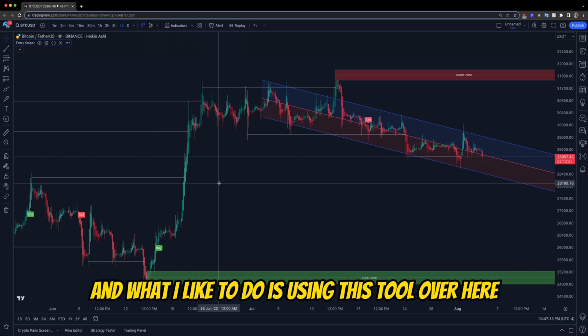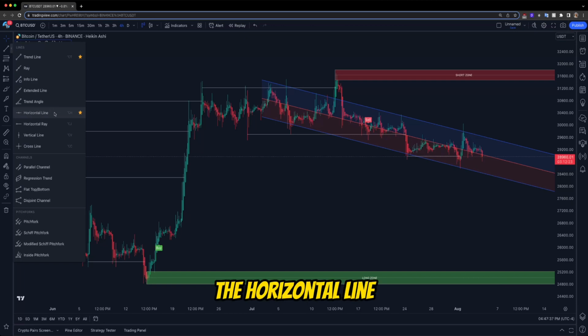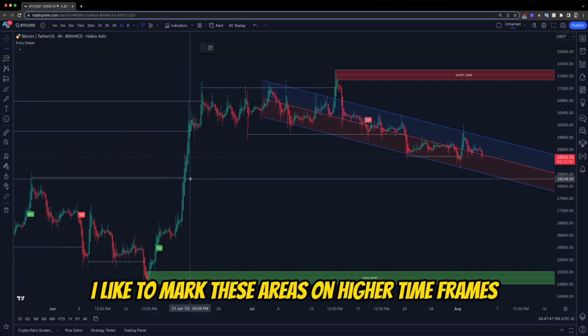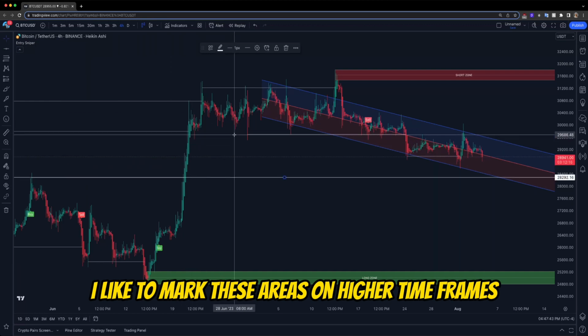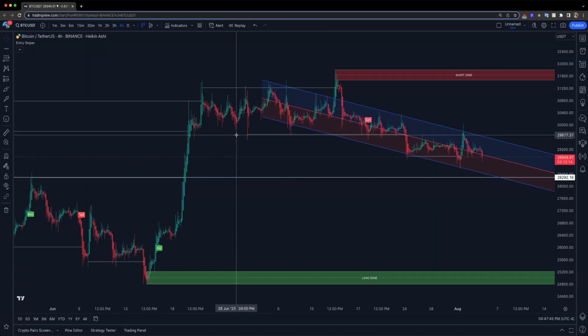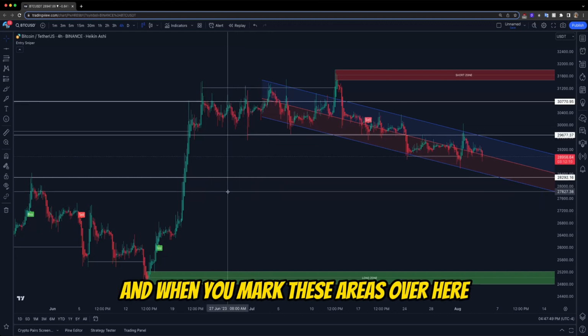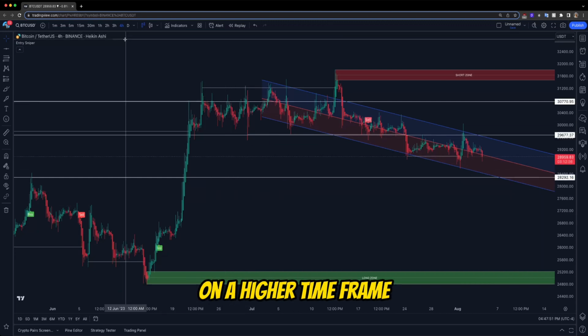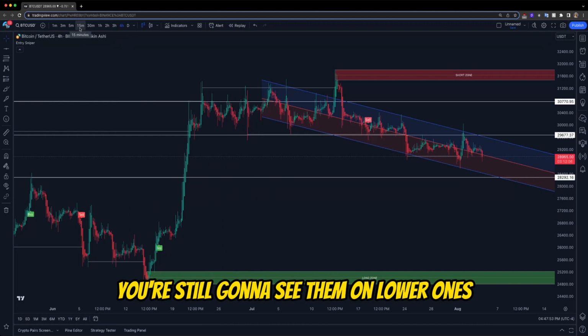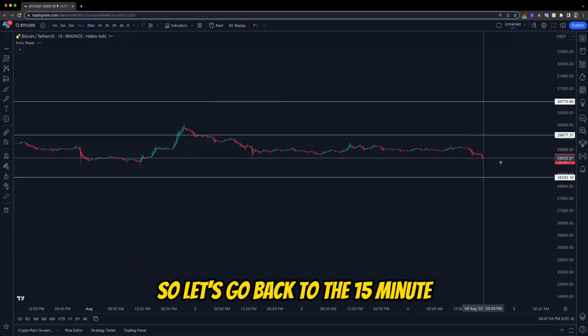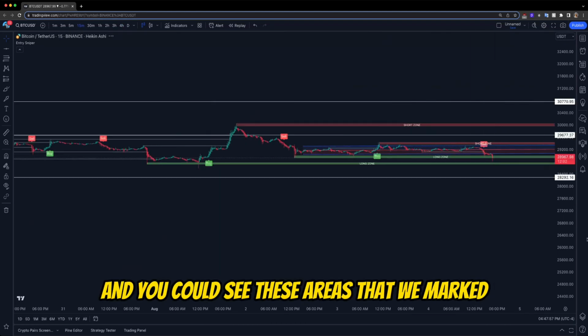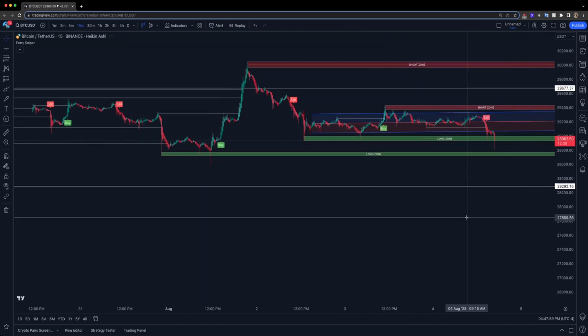And what I like to do is using this tool over here, the horizontal line, let's click it. I like to mark these areas on higher time frames. Kind of like that, like that. And when you mark these areas over here on a higher time frame, you're still going to see them on lower ones. So let's go back to the 15-minute, and you could see these areas that we marked.